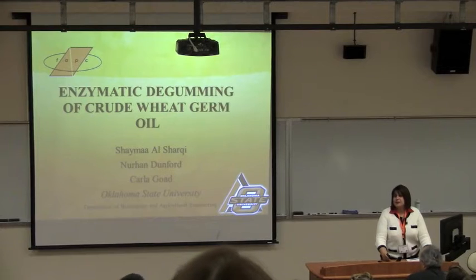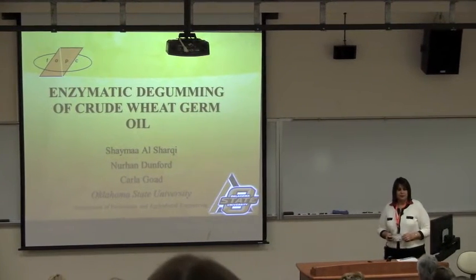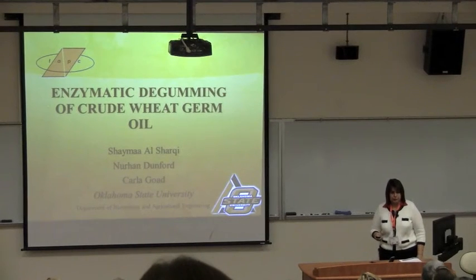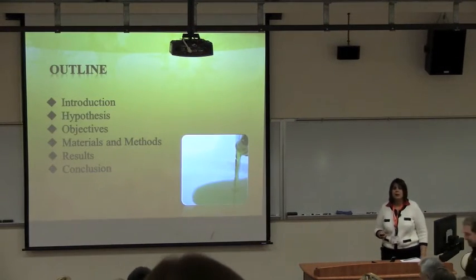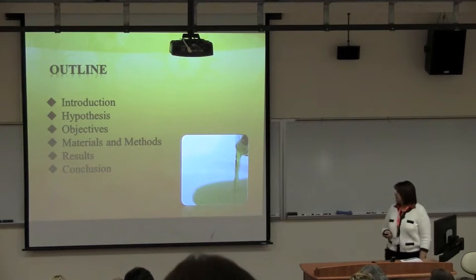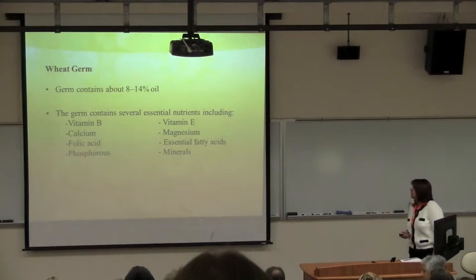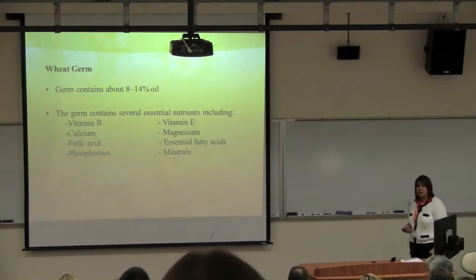I need to present part of my work for my PhD, on the enzymatic degumming of crude wheat germ oil. The outline is: introduction, hypothesis, objectives, materials and methods, results, and conclusion. For the introduction, wheat germ is a byproduct from oil processing.